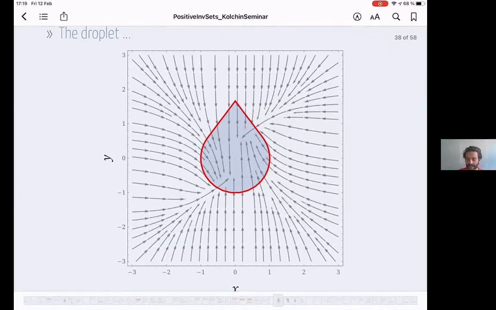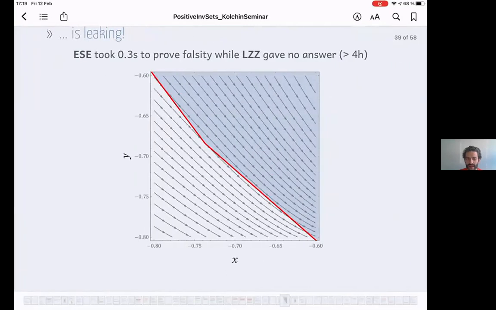Just again, back to the droplet example. Using the ECE procedure, it took about 0.3 seconds to prove the falsity. In fact, it's not a positive invariant set. There is a leak somewhere. Whereas using just the LZZ, the original characterization, it takes more than 4 hours, and we just killed it because it wasn't returning anything. So you see there is a huge gap in terms of efficiency. Of course, on one example, but still.